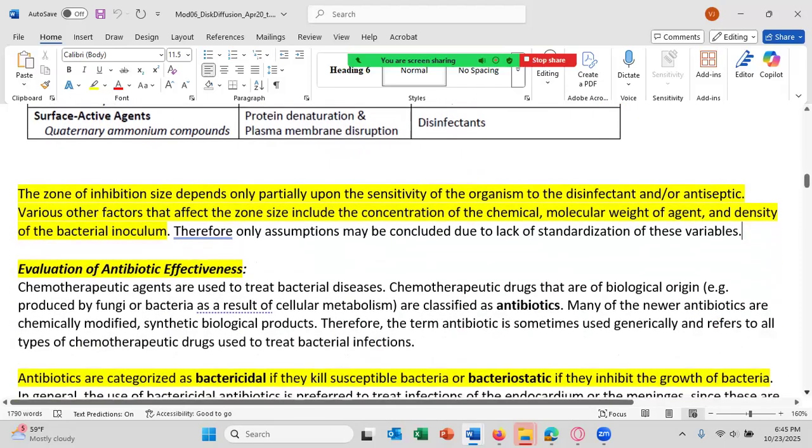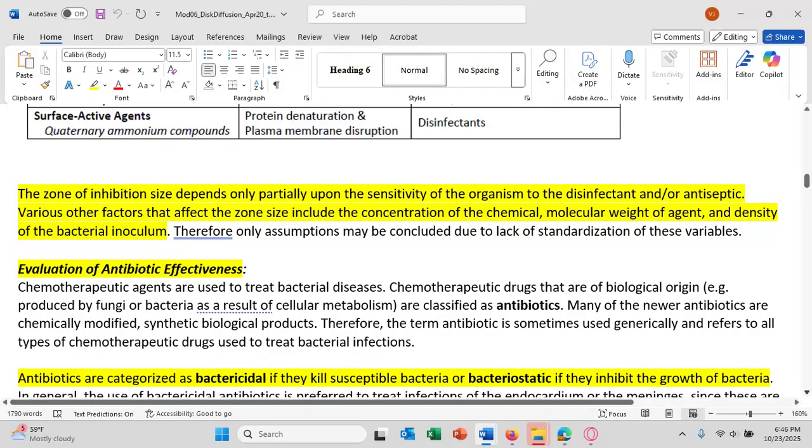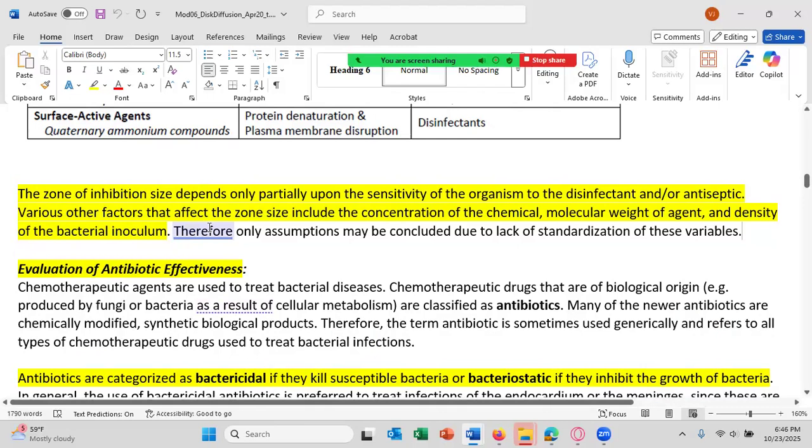All right. The zone of inhibition size depends only partially upon the sensitivity of the organism to the disinfectant or the antiseptic. So the more sensitive the bacteria is, the larger the zone of inhibition will be. However, various other factors can affect the zone size, including the concentration of the chemical. The more concentrated the chemical, the larger the zone of inhibition. The molecular weight of the agent can also affect the zone size. The smaller the molecular weight of an antiseptic, the greater the size of the zone of inhibition. And the density of the bacteria inoculum can also affect the size of the zone of inhibition. The more dense the bacteria, the smaller the zone of inhibition will be.